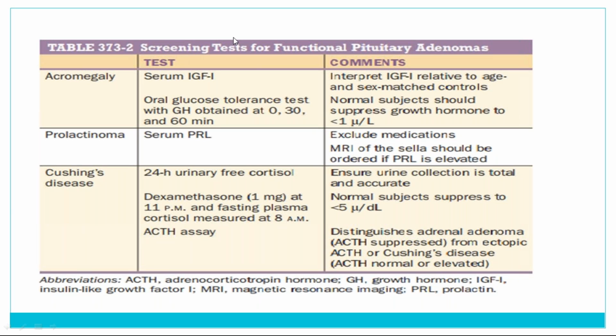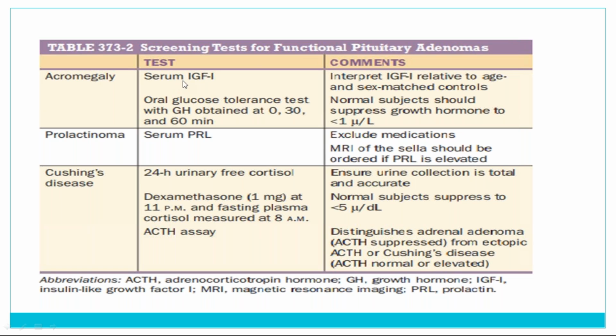So overall, what are the screening tests for the functional pituitary adenomas? Last time we discussed about hypopituitarism. Today is increased secretion of the pituitary hormones. If there is an adenoma involving one of the pituitary cells, then there will be different manifestations. So if there is acromegaly, it is due to increased production of growth hormone. So what test will you do?